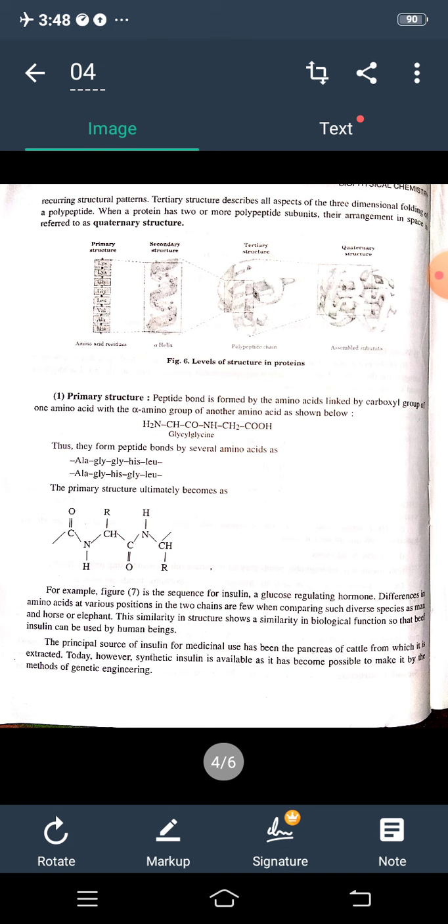It is the sequence of insulin, a glucose regulating hormone. Differences in amino acids at various positions of the two chains are few when comparing such diverse species as a horse or elephant. The similar structure shows a similarity in biological function, so that the insulins can be used by human beings.